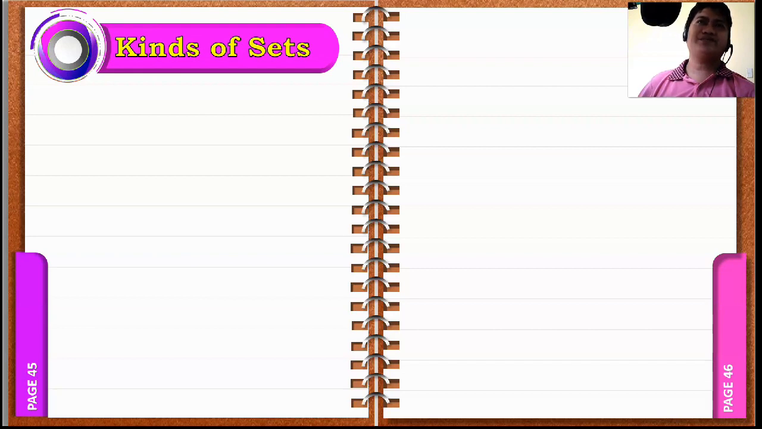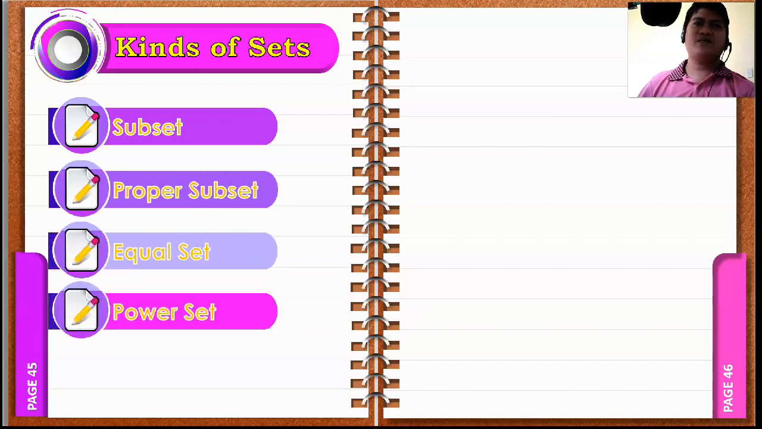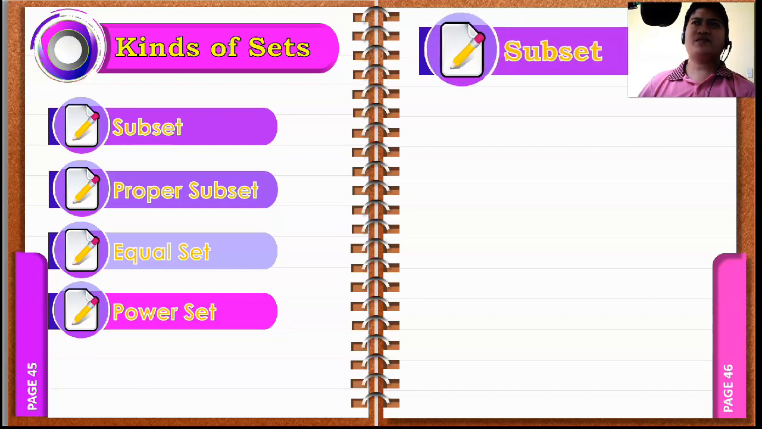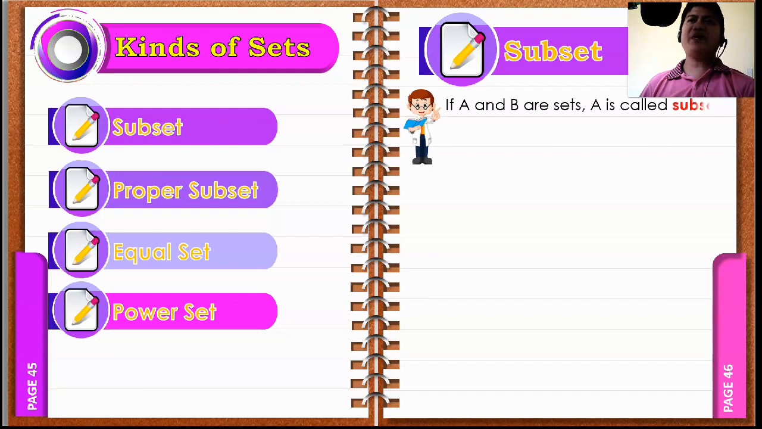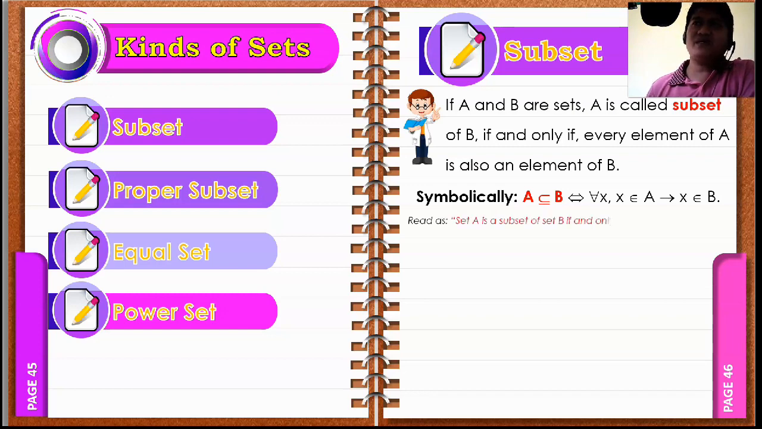Okay, so what are the kinds of sets? We have the subset, the proper subset, the equal set, and the power set. Let's define first what a subset is. If A and B are sets, A is called a subset of B if and only if every element of A is also an element of B.